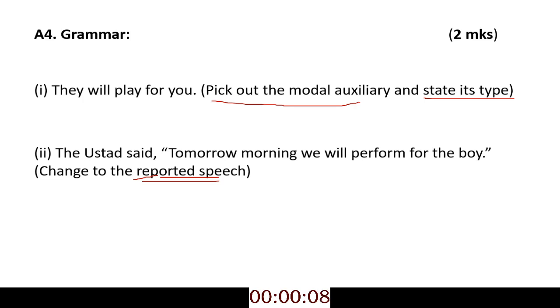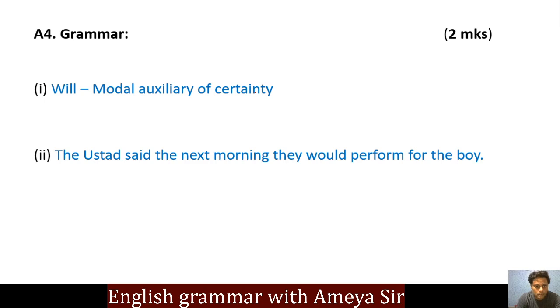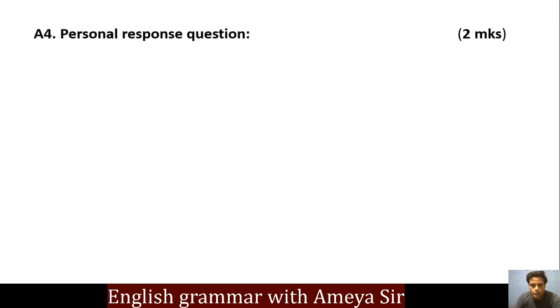Okay, under 10 seconds now, and soon I will reveal the answers. Grammar questions, always important. Come on, let's see. I'm sure you got the right answers, and the correct answers are: will was the modal auxiliary, and it shows certainty. The Ustad said that tomorrow morning will change to the next morning, will change to would. They would perform for the boy. I am sure you got it absolutely right. Okay, if not, please make a note of the correct answers. You can always pause the video for that.